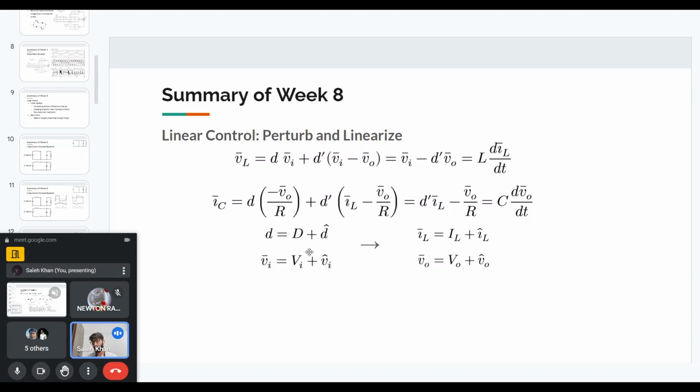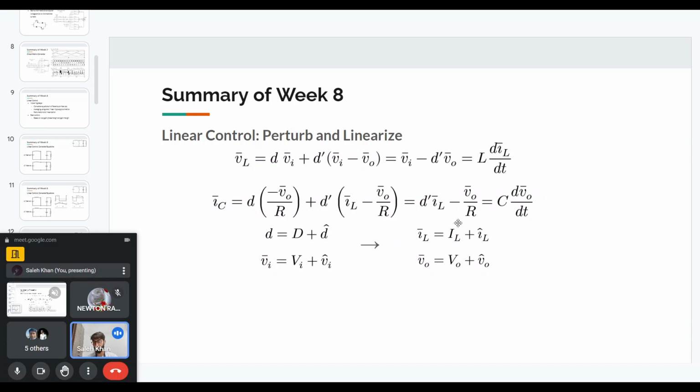We will assume that at that point the dynamics of the converter are linear. Basically it means that at a particular point, if the change in the input is very small, then we can approximate the system to be linear. And the perturbations in duty and input will lead to some perturbation in the inductor current and the output voltage.